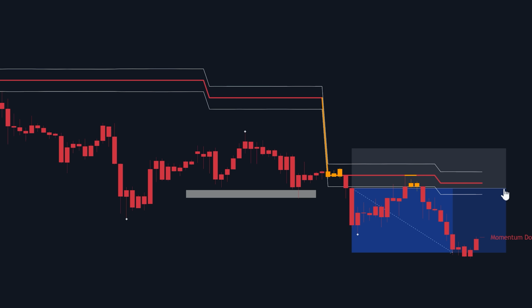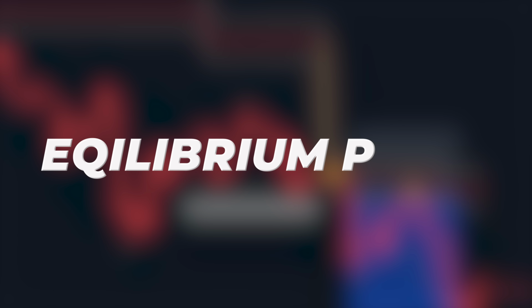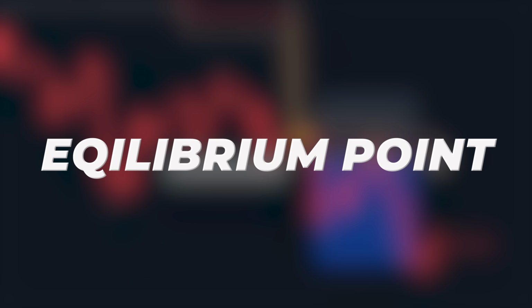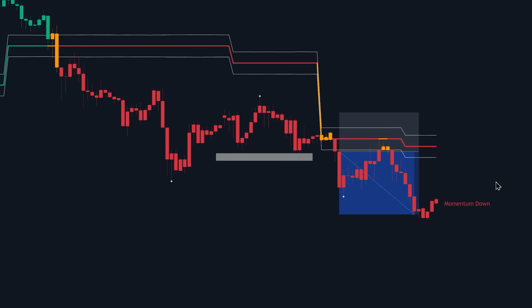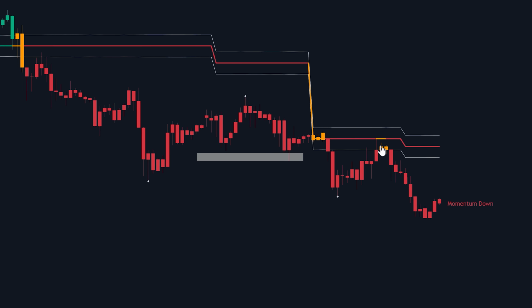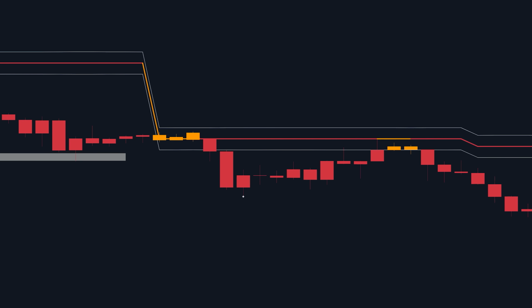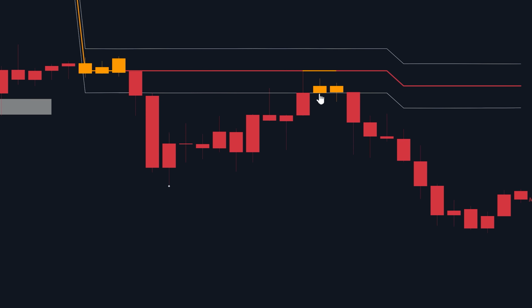What's also really interesting is that the center midline itself often acts as an equilibrium point or a magnet for the price. So in a trending move, you might see the price pull back towards that midline, which could act as a potential take profit level or even an area to look for a re-entry.